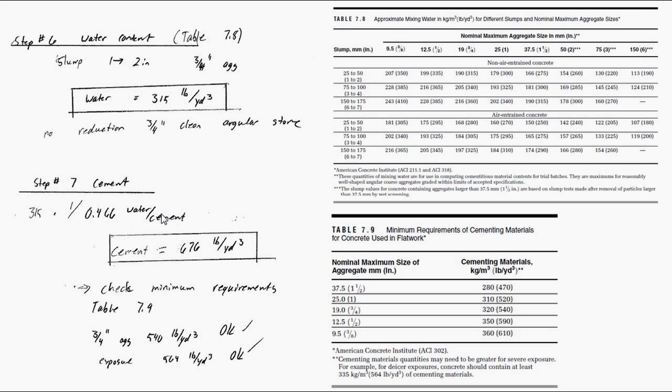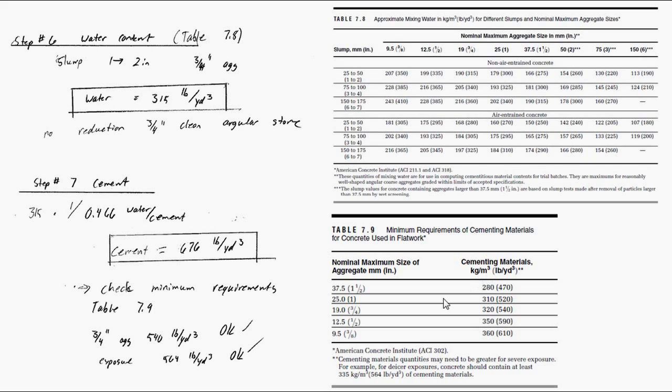Now, there's a lot of checks you need to do on the cement based on where your concrete structure is located, whether it's going to be exposed to de-icers, sulfate in the soil, all kinds of different things. Over here I have table 7.9, which tells us the minimum requirements for cementing materials used in flat work, which is anything flat where water can sit.